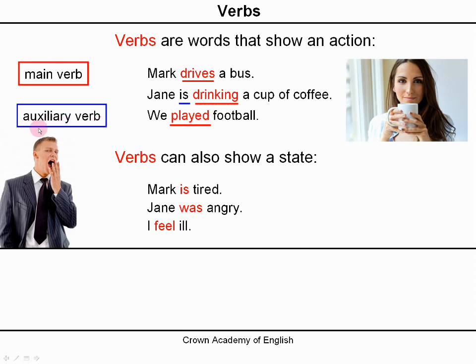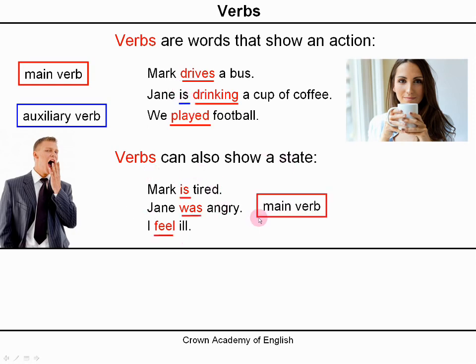Auxiliary means help. So this verb is, it is helping the verb drink. It helps to express the main verb. And in fact, this sentence, is drinking, it is an example of the present continuous. So is an auxiliary verb that helps us form the present continuous. Okay, so it's important to distinguish a main verb from an auxiliary verb.